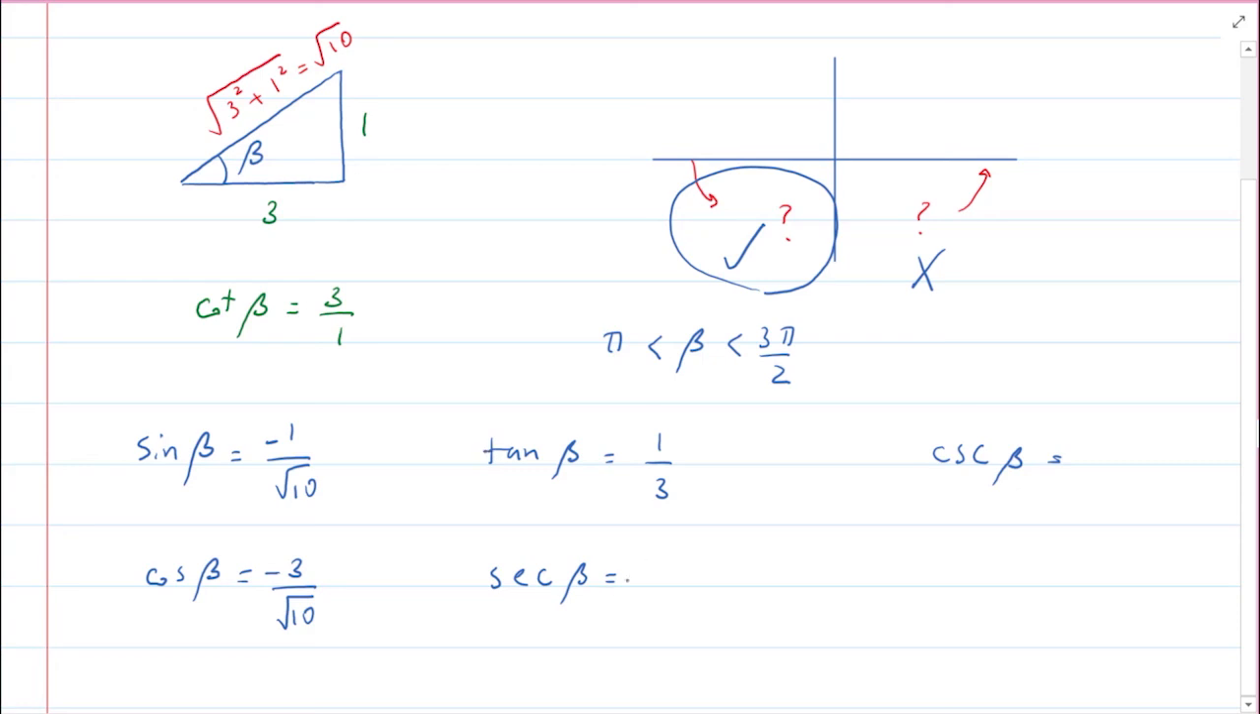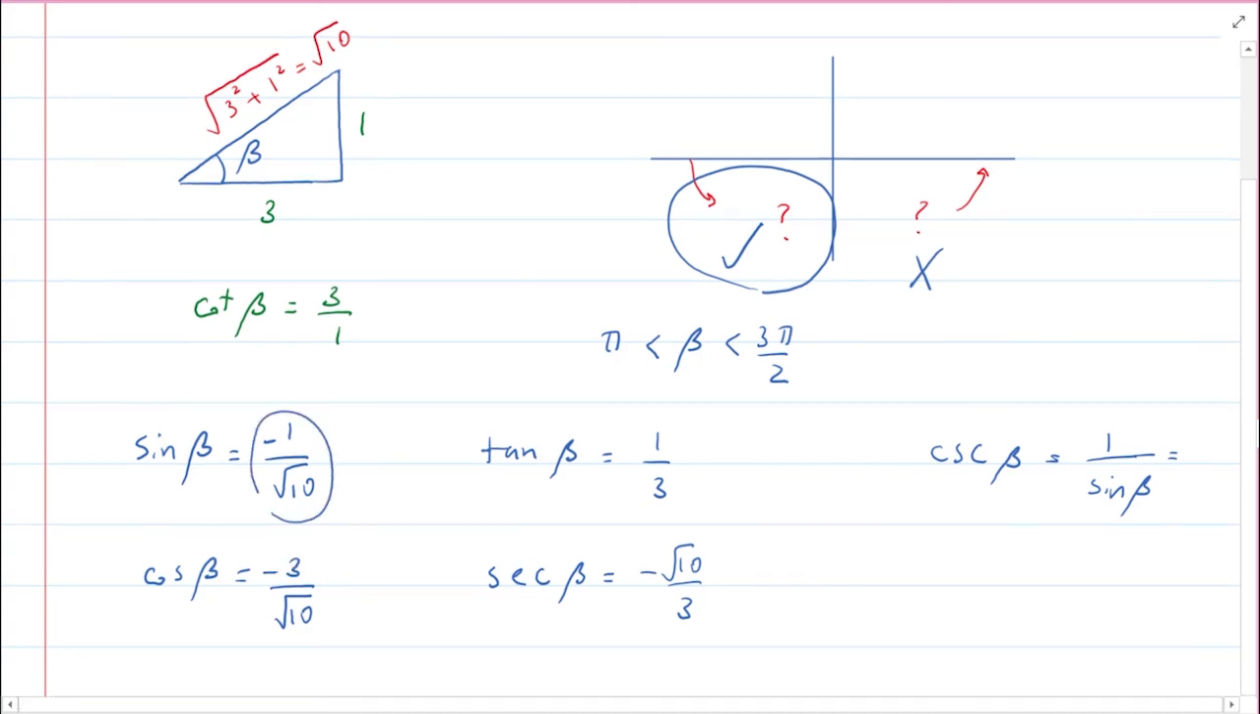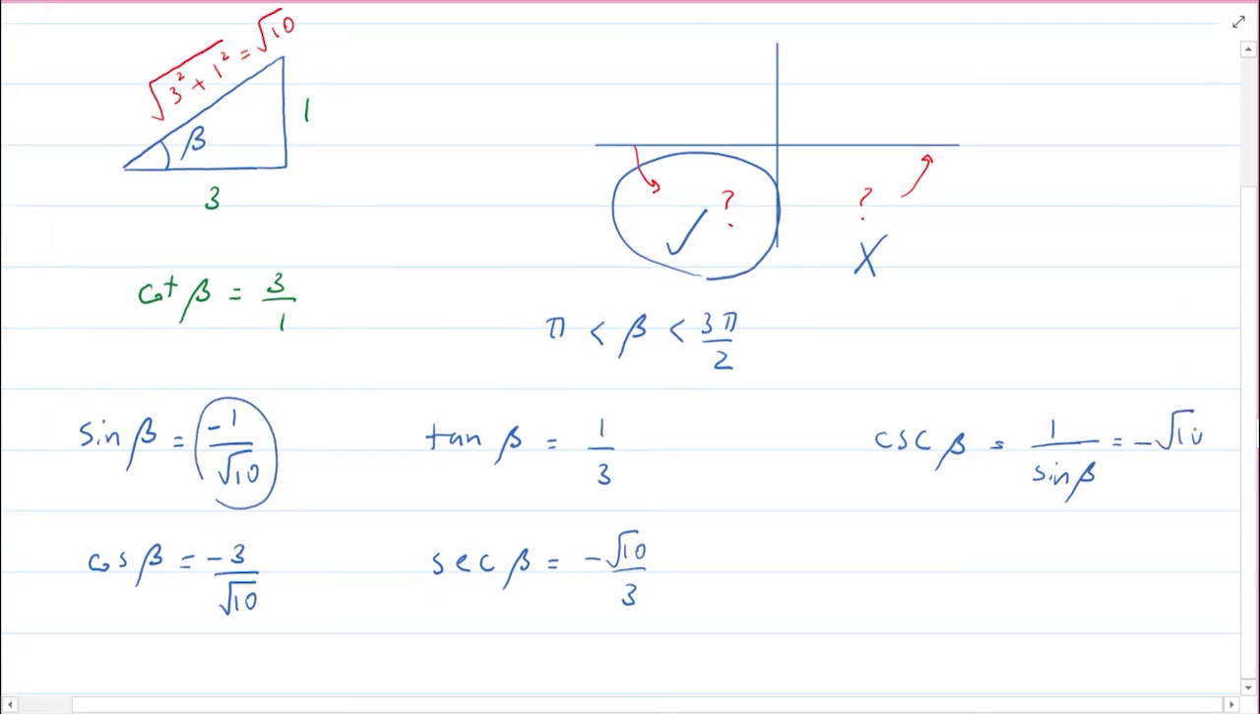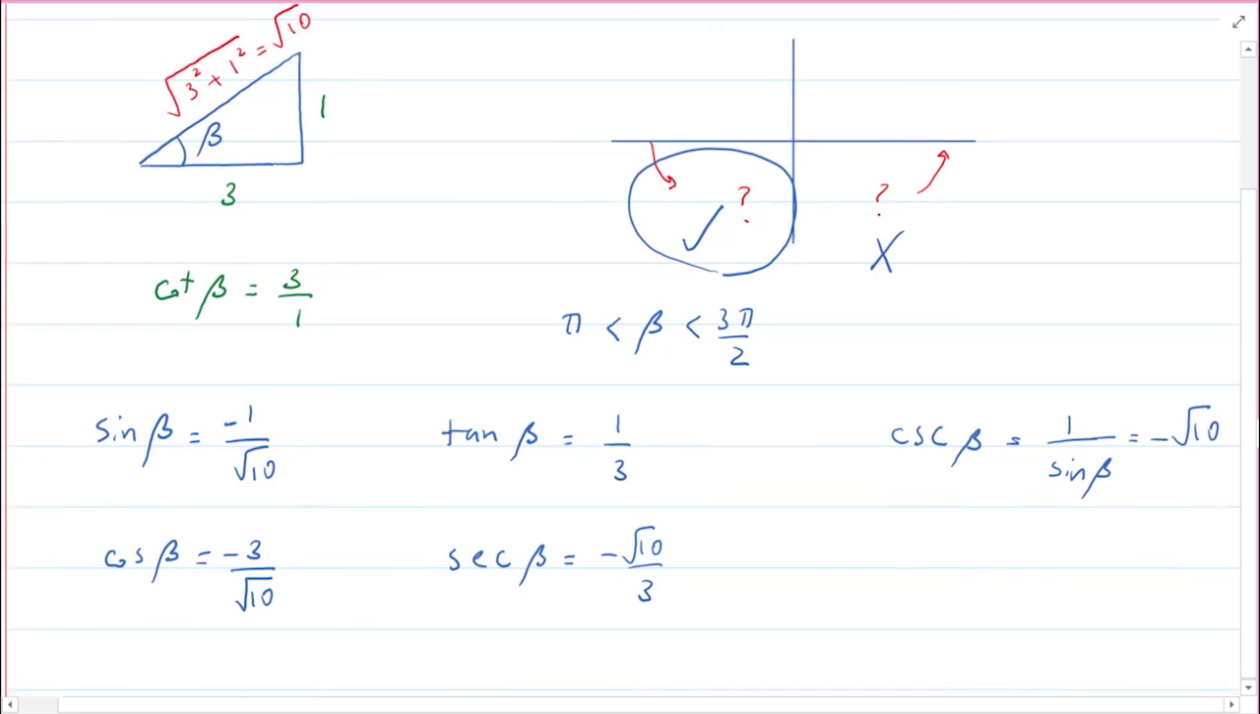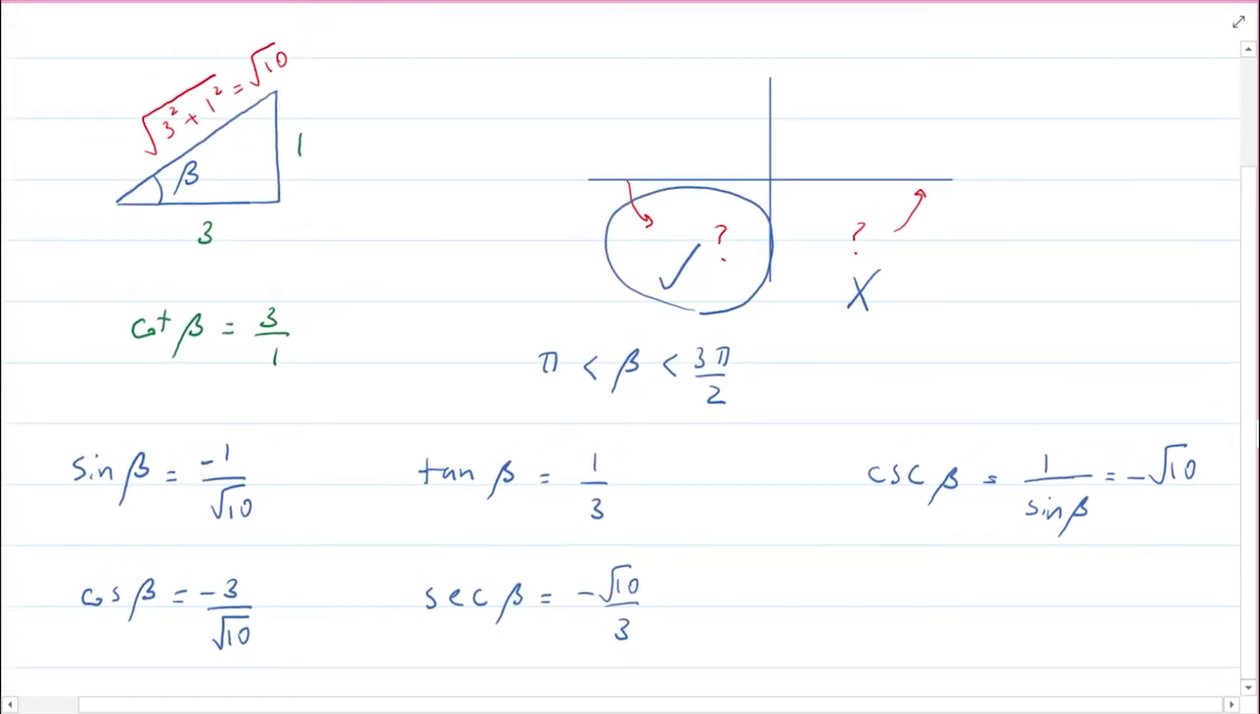Secant is 1 over cosine, so all I need to do is to just find the reciprocal of this fraction. So that would be negative root 10 over 3. And cosecant is 1 over sine. So I just need to find the reciprocal of this one. So that would be negative root 10. So this is how we solve this type of question.